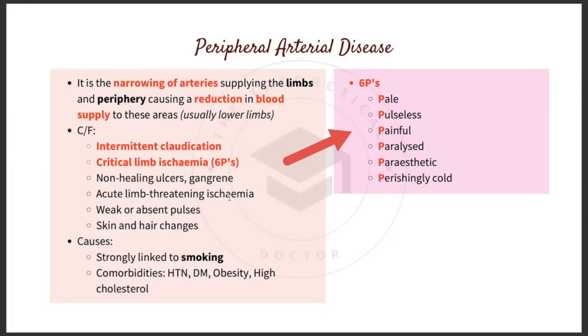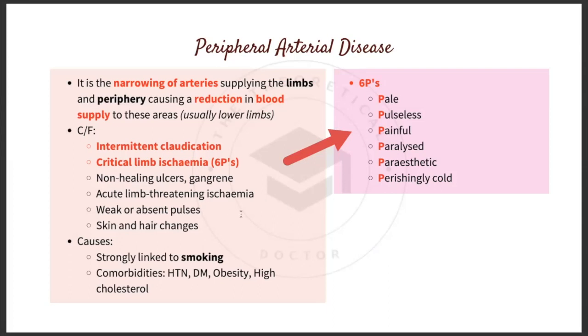Others to take note would be acute limb-threatening ischemia. So acute limb-threatening ischemia, the word acute means sudden onset, rapid onset, very fast. It happened over a short period of time. So it is the rapid onset of ischemia in a limb, which is usually due to a thrombus, which is a blood clot, blocking the arterial supply of a distal limb.